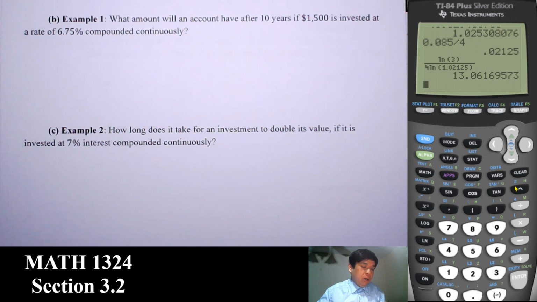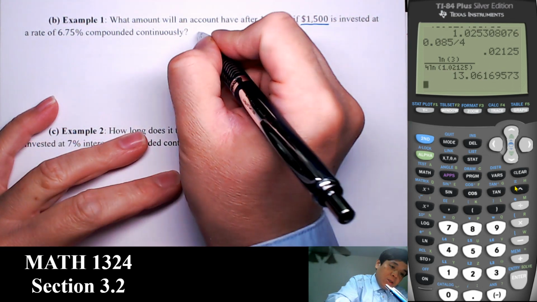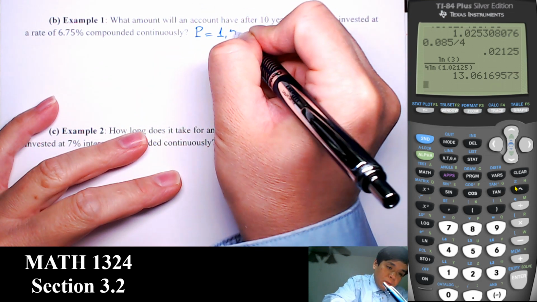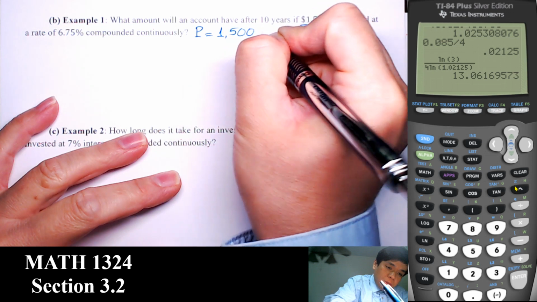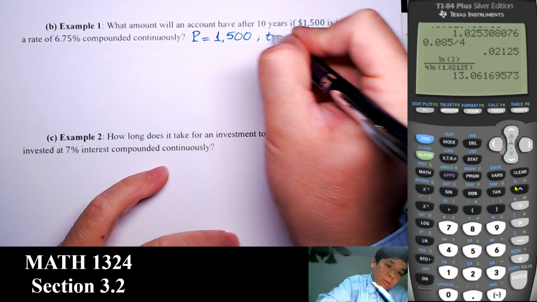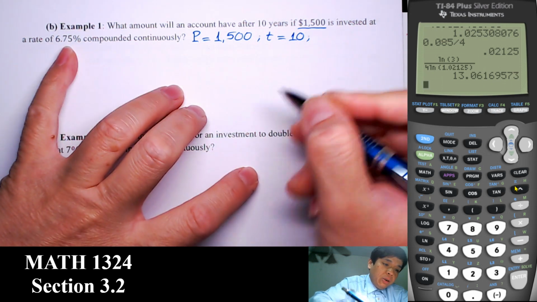Look at this example. What amount will an account have after 10 years if 1500 is invested at the rate compounded continuously? So we have 1500, that is what is invested, so that is the principal, after 10 years. And the rate.